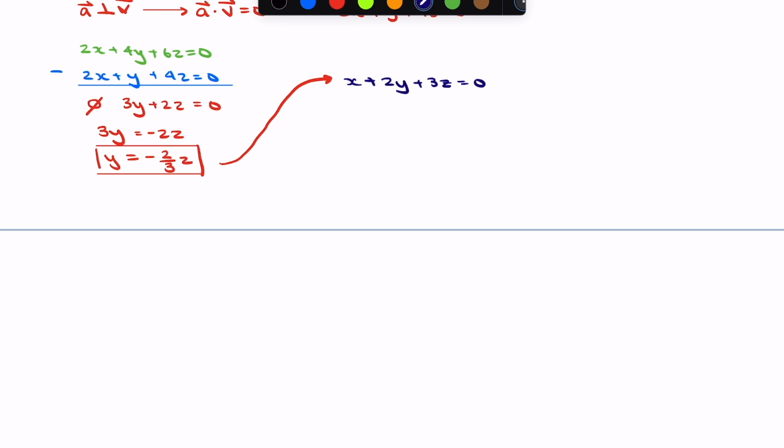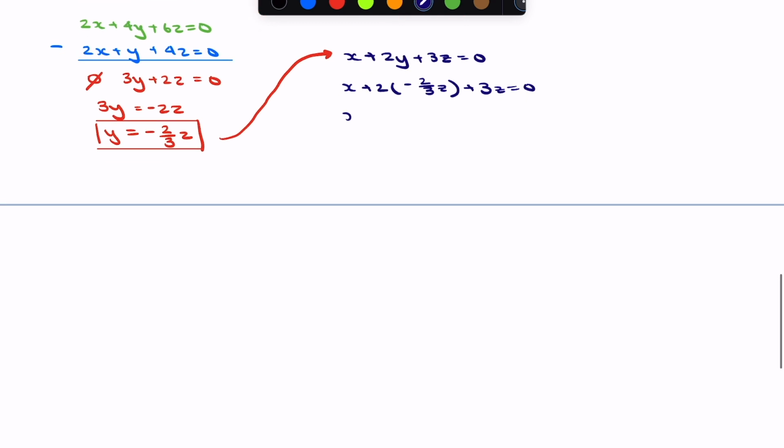And so here we have x plus 2 times negative 2 over 3z, which we replaced with y, plus 3z is equal to 0. Here, if we expand this, we get x minus 4 over 3z plus 9 over 3z is equal to 0. So we wrote that as 9 over 3, so we can have, again, our common denominator of 3. So here we have x plus 5 over 3z is equal to 0. And so here we have x is equal to negative 5 over 3z.